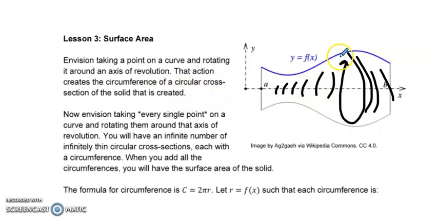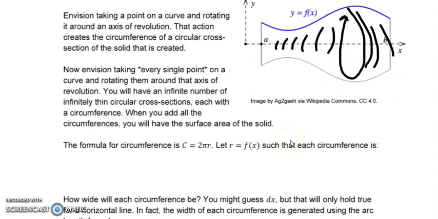Basically, what you want to do, instead of finding the area of each cross-section, is find the circumference of each cross-section. You're going to add up all of the circumferences of all of the cross-sections, and you do that by integrating. So you're going to have an infinite number of circular cross-sections here, and you're going to take a look at each of the circumferences. We know that circumference is 2 pi r.